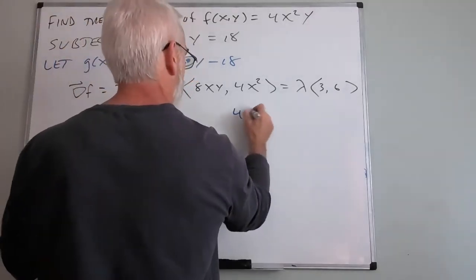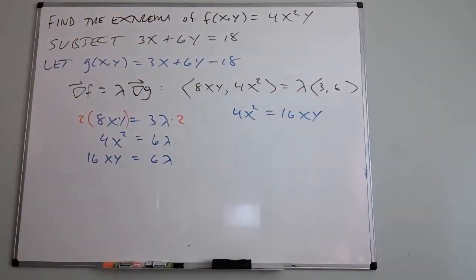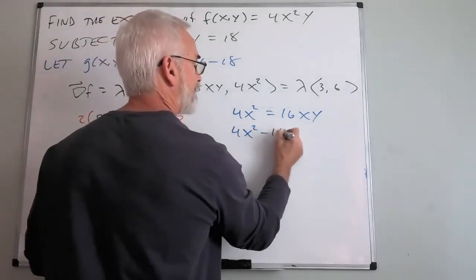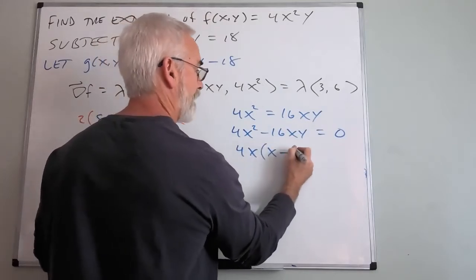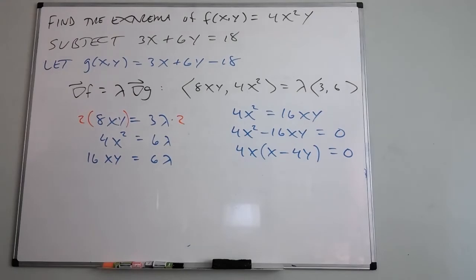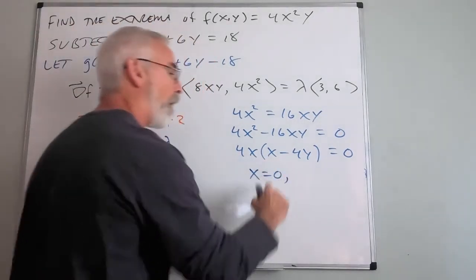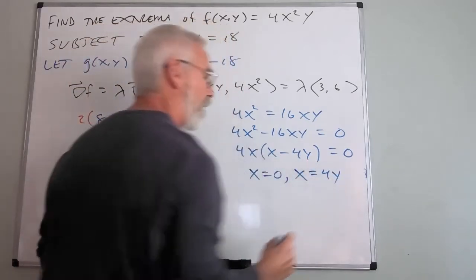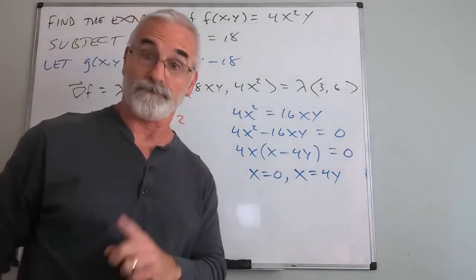So I now have 4x squared is equal to 16xy. Now that should not take me very long to solve. So 4x squared minus 16xy equals 0. Now I'm going to factor out 4x, and that would leave me with that. So if I solve this, I have two possibilities. Either 4x is 0, in which case x is 0, or x minus 4y is 0, in which case x equals 4y. So it looks like I'm going to have two different solutions to this problem. And that's a good thing.